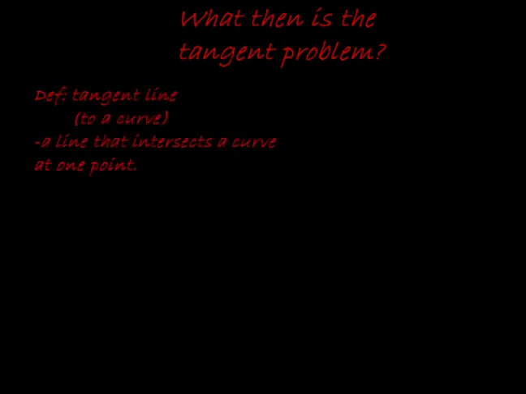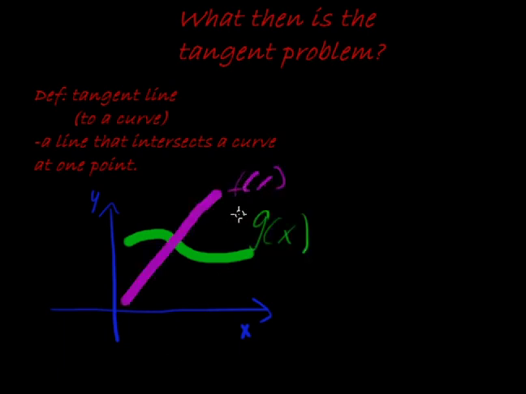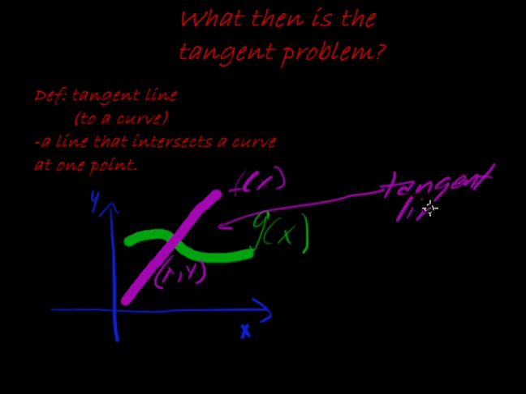So what then is a tangent problem? Well, first of all, what is a tangent? So let's give a definition. A tangent line to a curve is a line that intersects a curve at one point. So let's say we have a curve, and we'll call this g of x. And we have a line, and we'll call this f of x. Then it will intersect at x, y. So is this a tangent line?